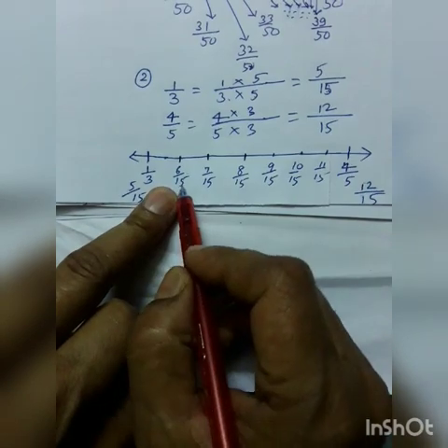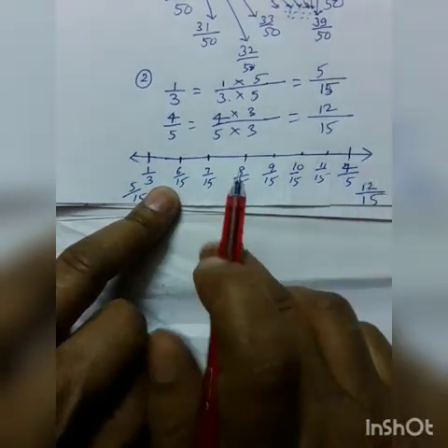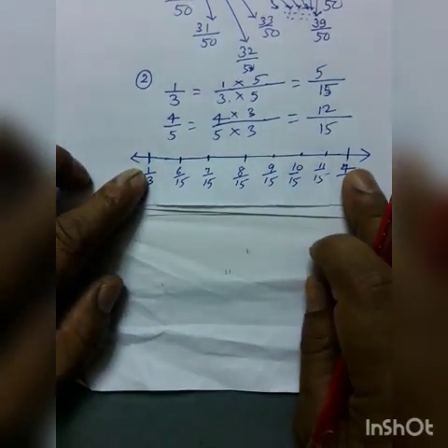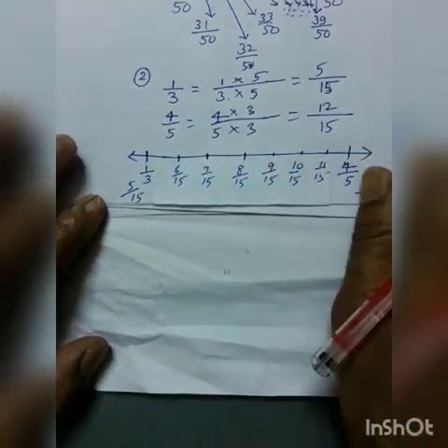See, 6 by 15 up to 11 by 15. You select any 4 and write down the answer: that the 4 rational numbers between 1 by 3 and 4 by 5 are these. Any 4 you will select from here and that will be your answer.